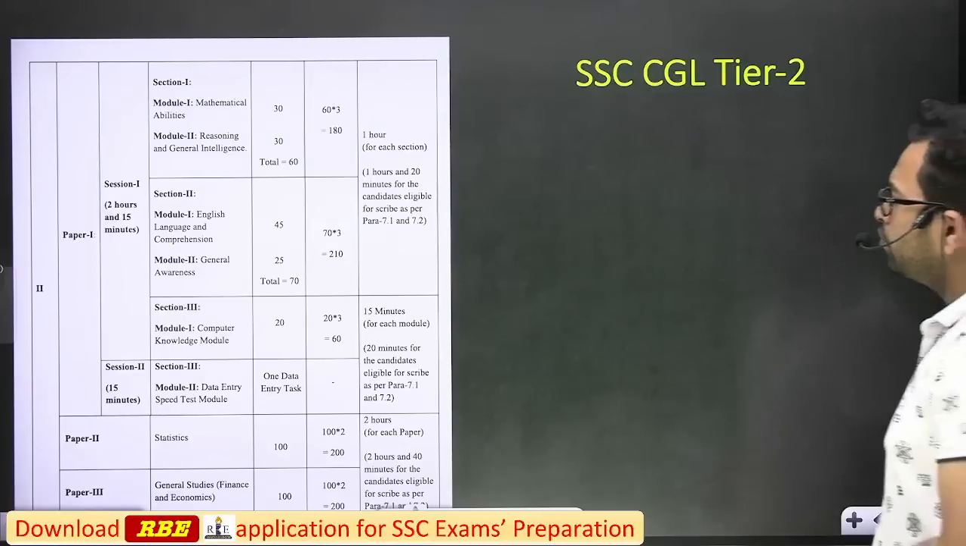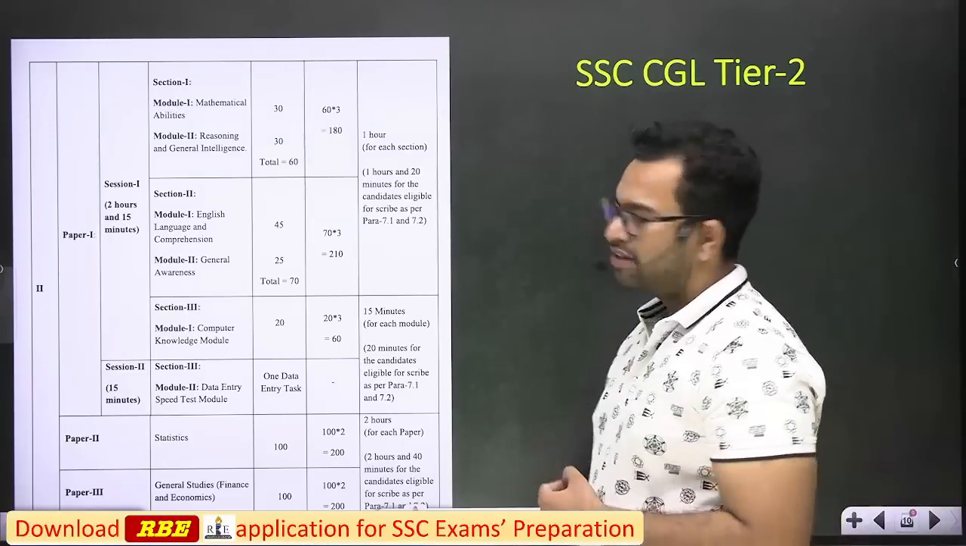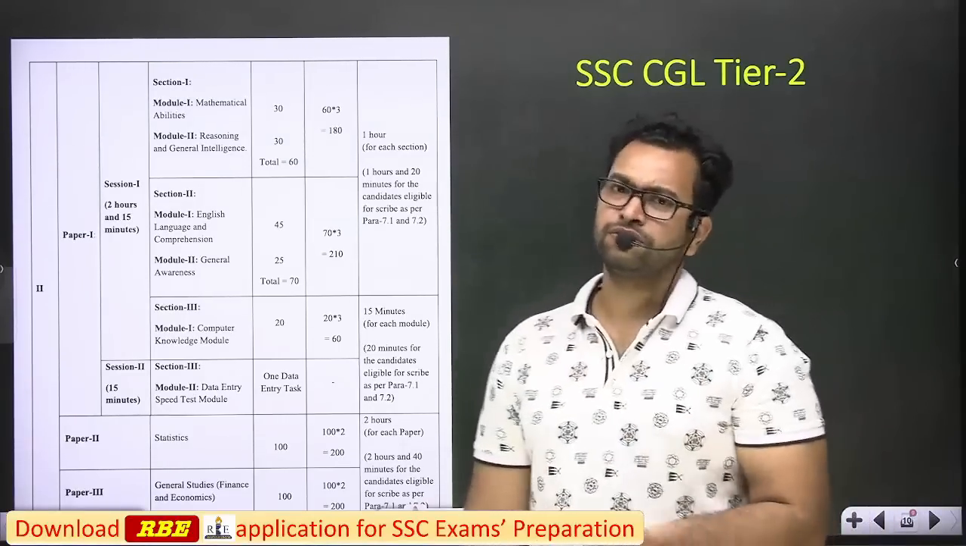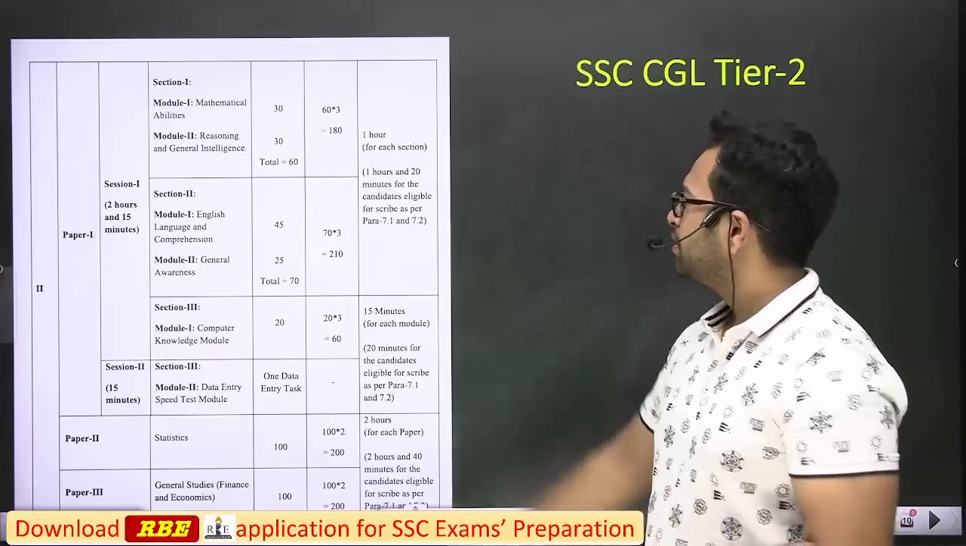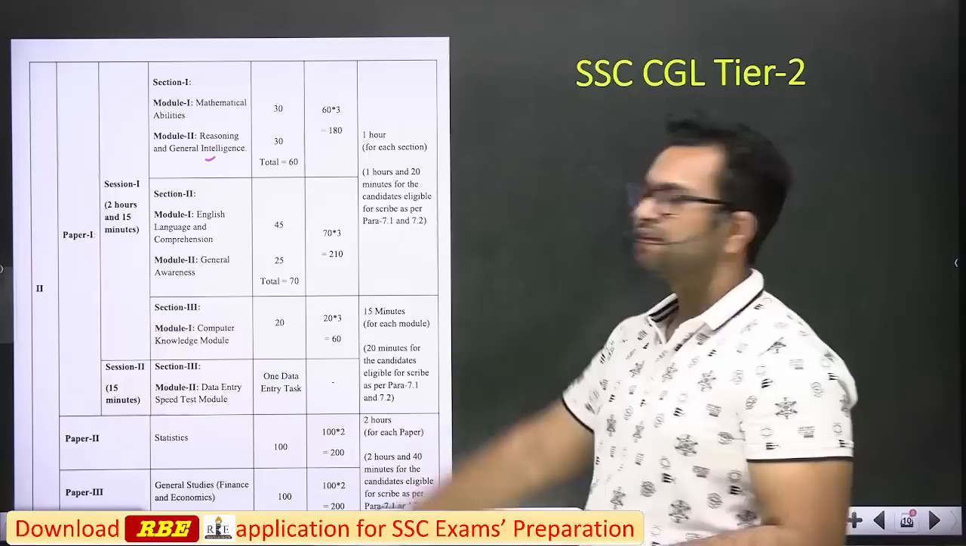In tier 2 also, the syllabus of mathematics is almost the same, with just 2-3 extra chapters. In reasoning, the syllabus is almost the same.